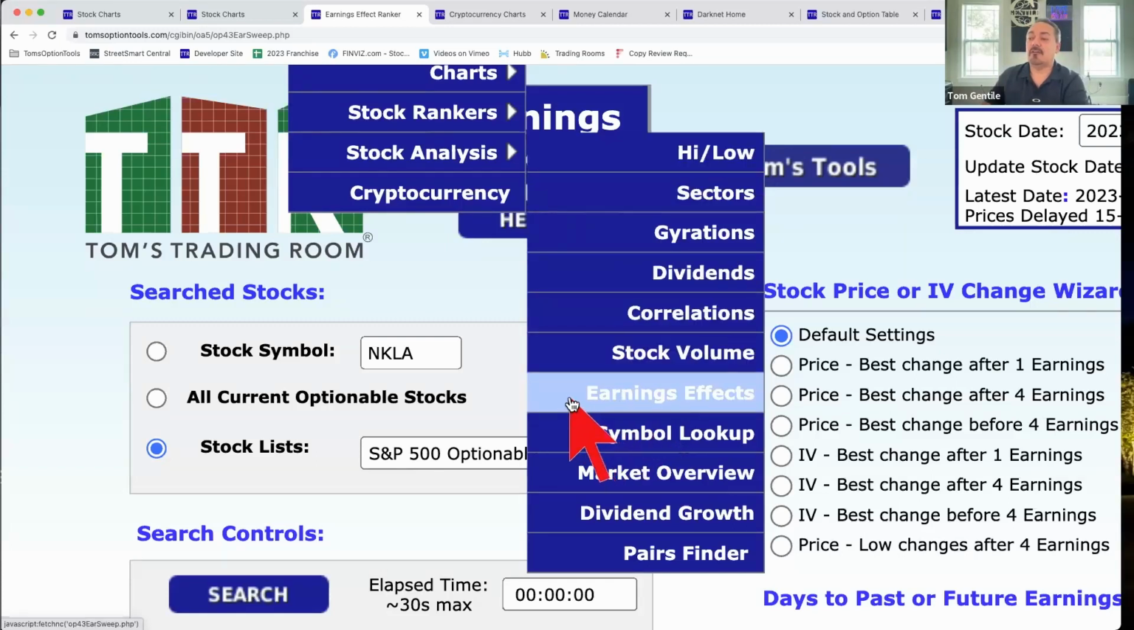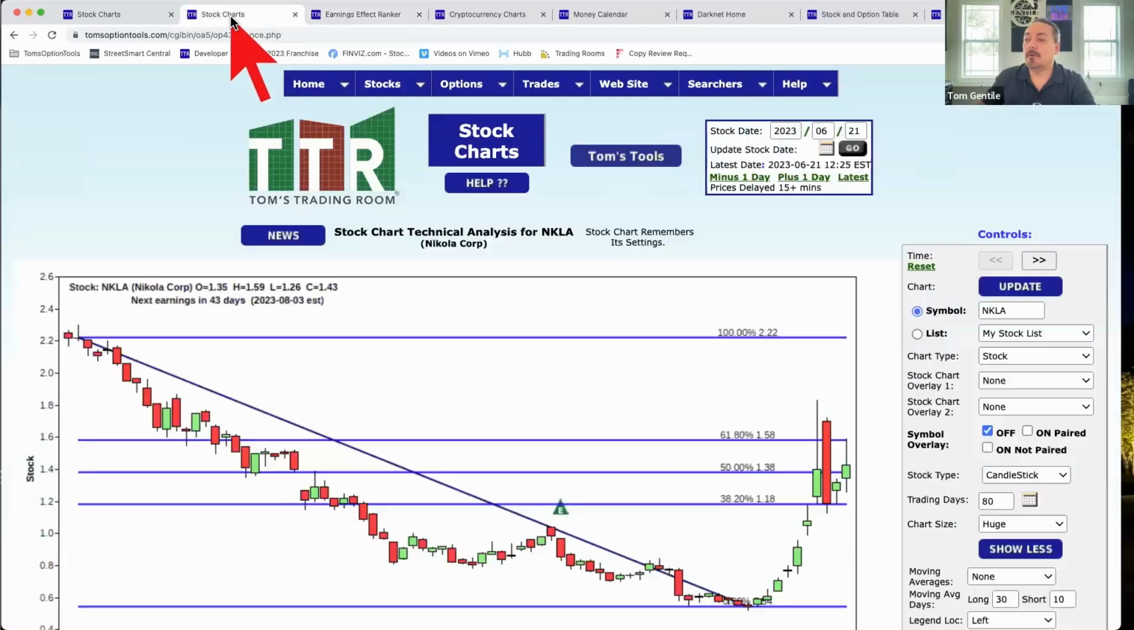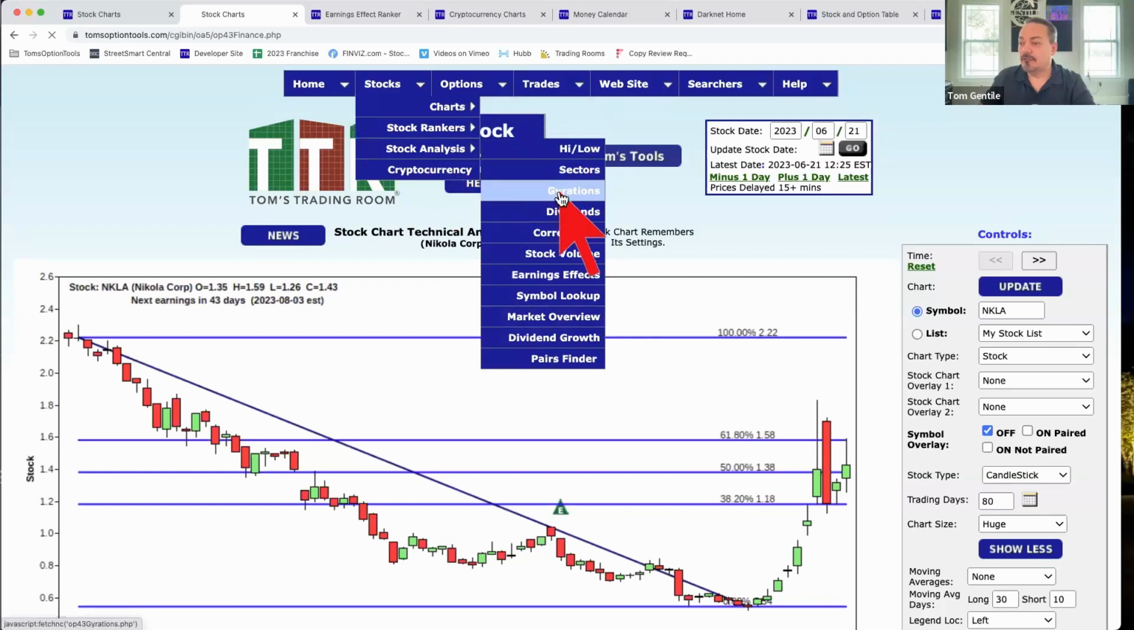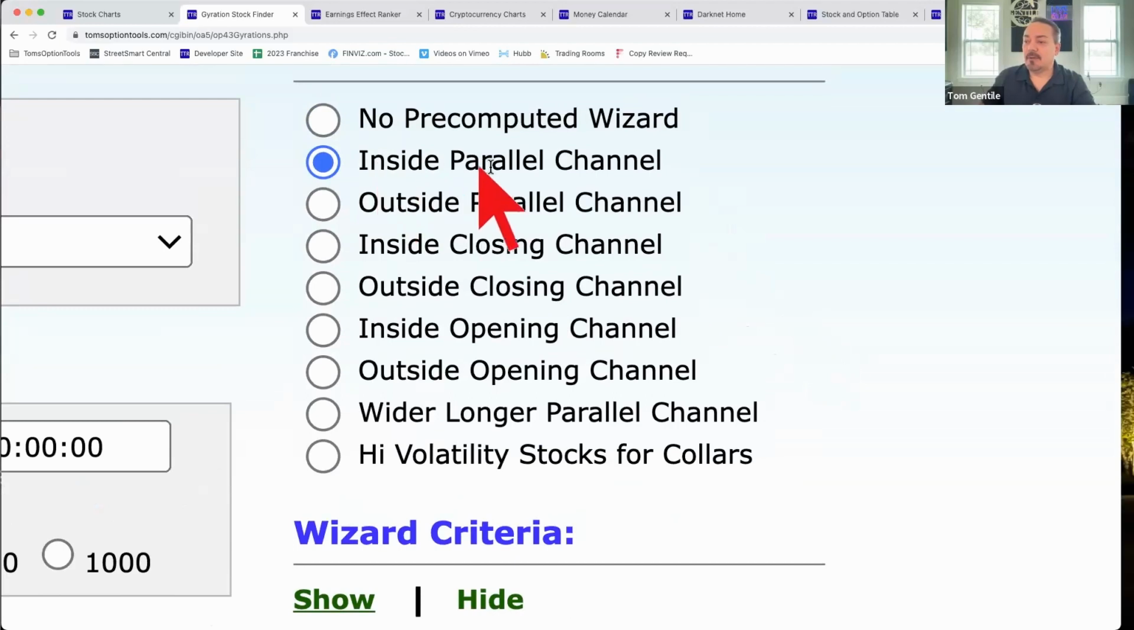I have things on here like gyrations. Gyrations are channels where you're looking to buy the low side of the channel and sell the high side of the channel, and we can scan for those stocks. For instance, let me pop over here. I don't want to lose my train of thought, but if I pop into stock analysis and go into gyrations, I can look at things like inside parallels, outside parallels, inside closing, outside. These are all different types of channels, folks.